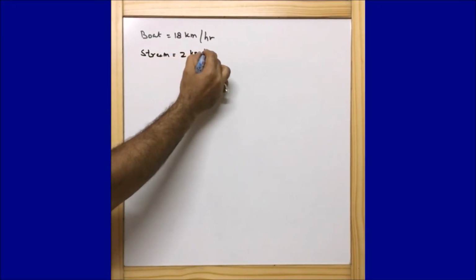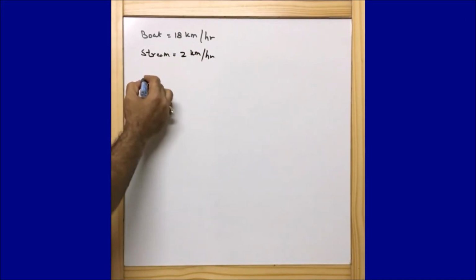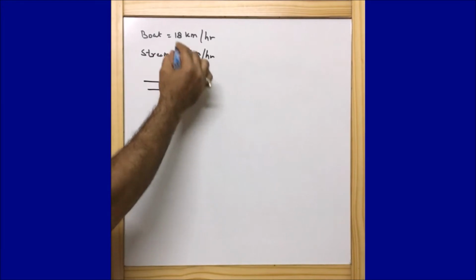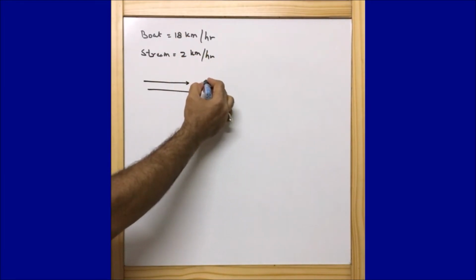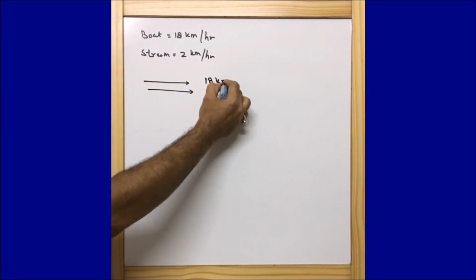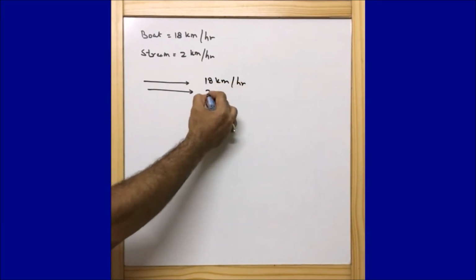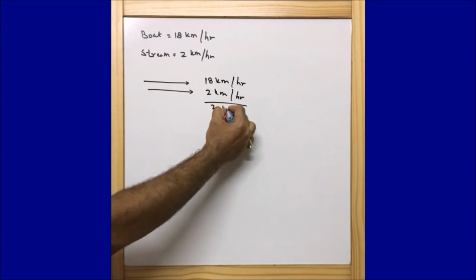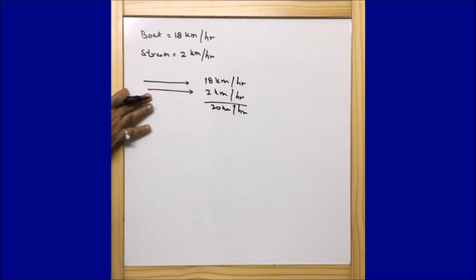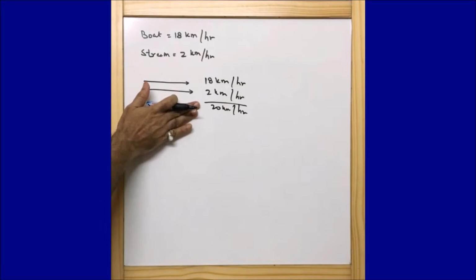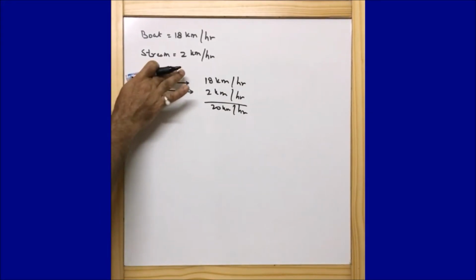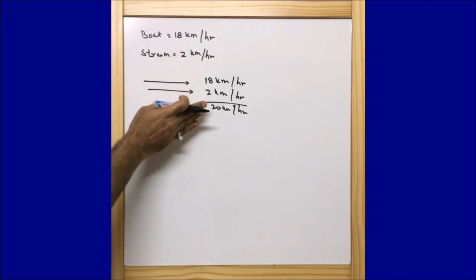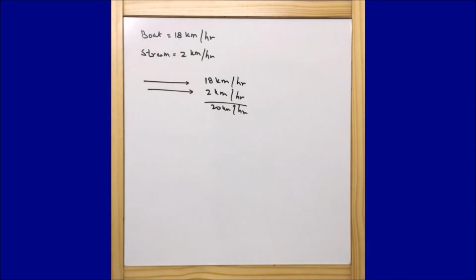Now what happens if the stream and the boat move in the same direction? The speed of the boat increases. How? 18 km per hour plus 2 km per hour adds up and becomes 20 km per hour. Because the stream has a speed of 2 km per hour and the boat has 18 km per hour, the boat speed and stream speed add up and we get 20 km per hour.